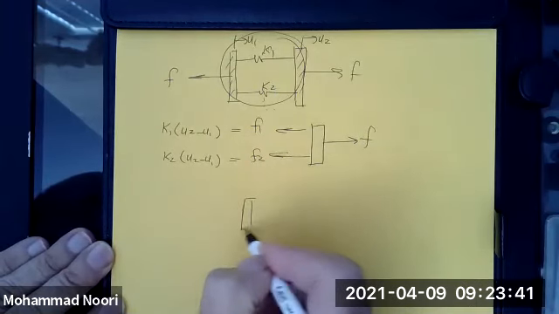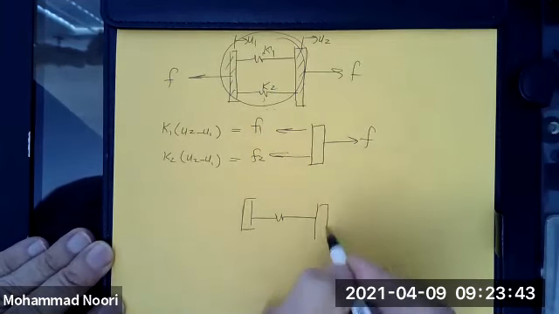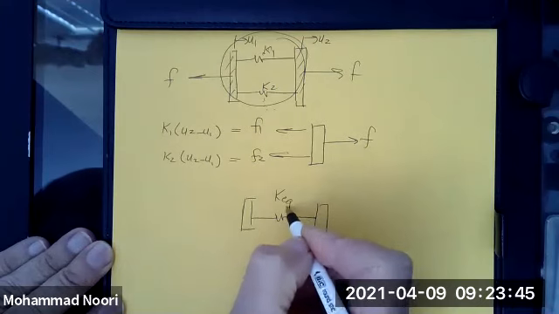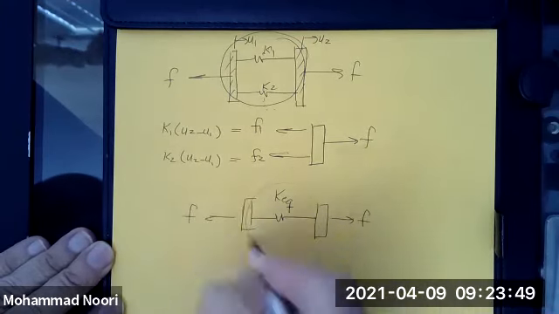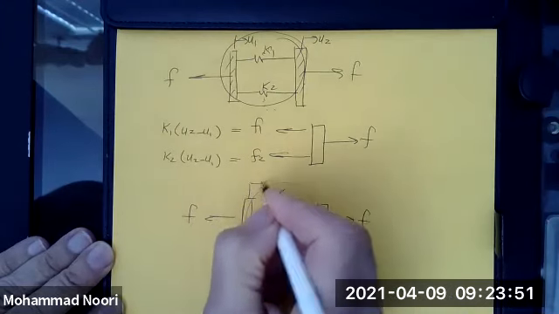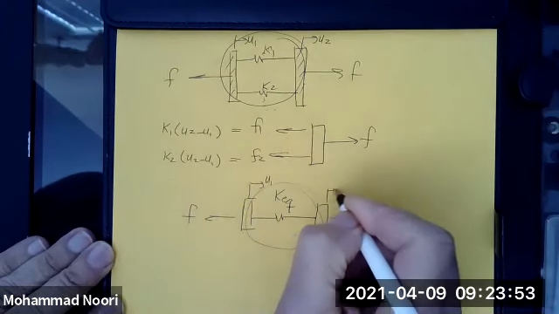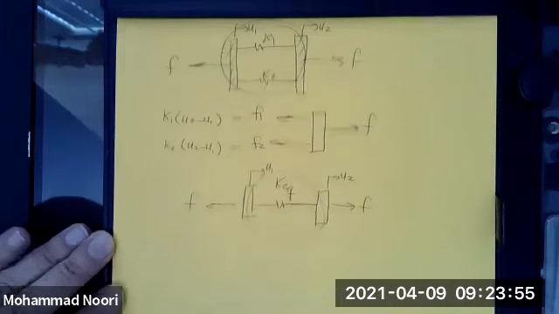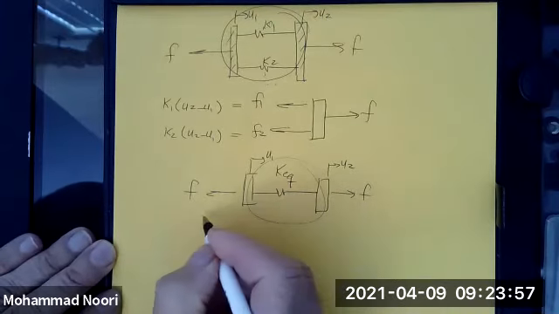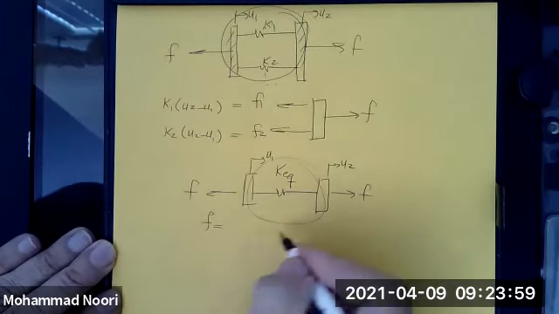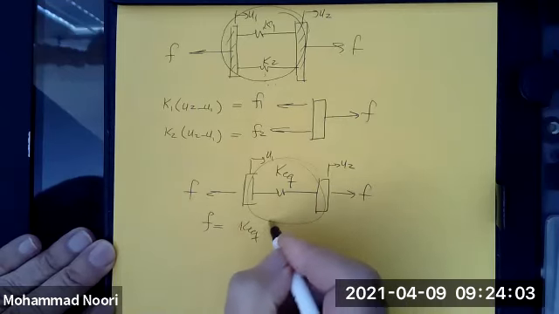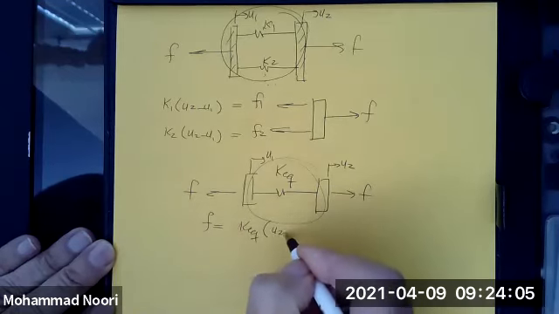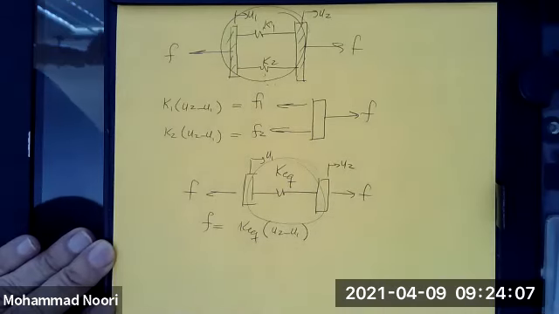single spring, which basically replaces these two, it will experience the same deformation. So this F would be what? K equivalent times U2 minus U1.